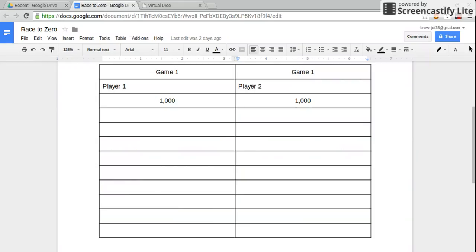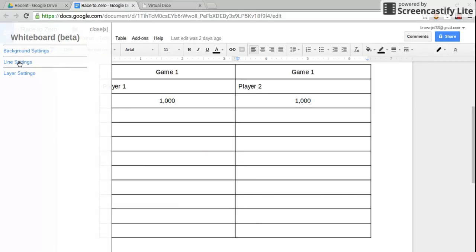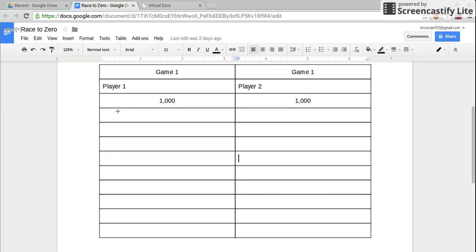So when I get here, got to get something to write on my whiteboard with. I've got a little whiteboard app that I can use. Bear with me while I change my line setting for just a little while. Don't want it quite that thick. There we go. Okay, so I had 1,000, and from it, I was subtracting 321, I believe is what I rolled.